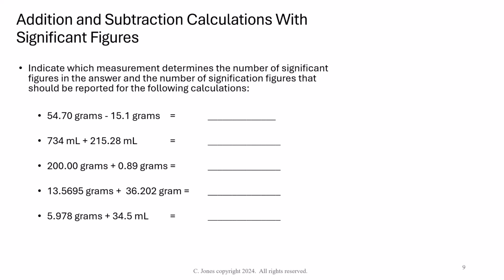Okay, so let's give this a shot. Indicate which measurement determines the number of significant figures and do the calculation. Counting to 3, turn the video off, give it a try, and let's come back.